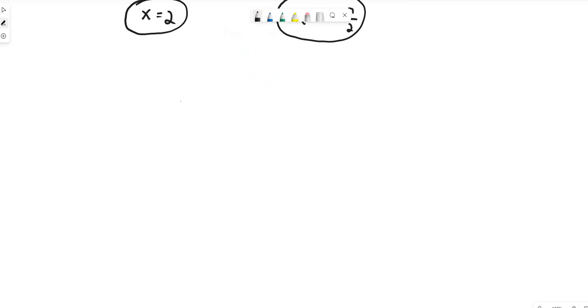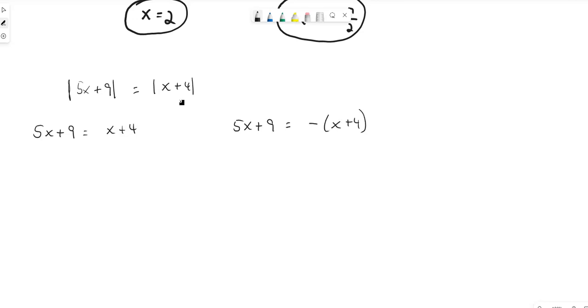All right, so we were given the absolute value of 5x plus 9 equals the absolute value of x plus 4. So my one option is that 5x plus 9 is equal to x plus 4. My other option is that 5x plus 9 is equal to the opposite of x plus 4. Now you realize it's possible that x plus 4 could equal the opposite of 5x plus 9, but I've already taken care of that here. Because if I just flip the negative signs over to the other side, I'll get the same thing, right? It's like multiplying by negative 1. So let's tackle the first one first.